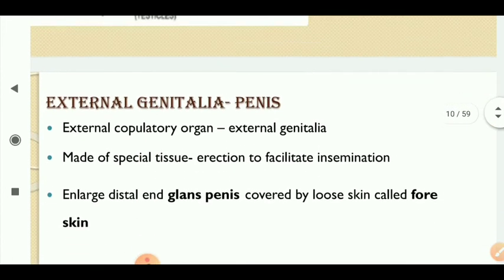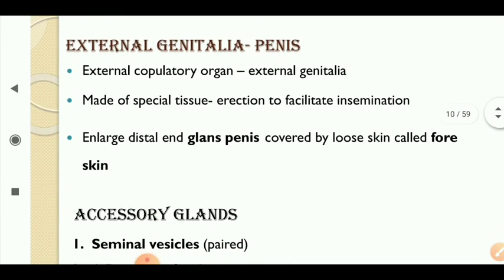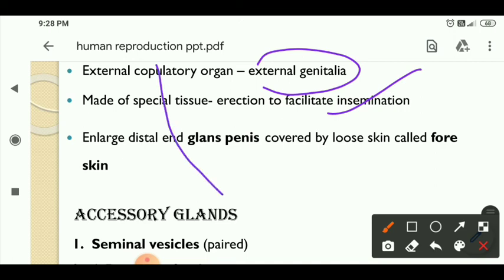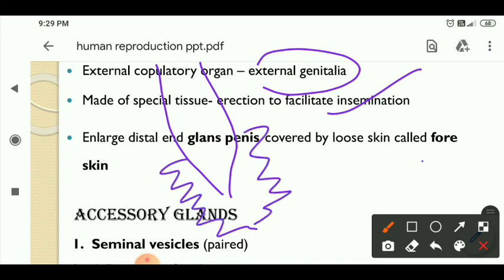Next comes the external genitalia, which is the penis. The external copulatory organ is made up of special tissue for erection, to facilitate insemination. What is the definition of insemination? It is the transfer of sperm cells from the male reproductive system into the female reproductive system. The penis is enlarged at the distal end, called the glans penis. The loose skin covering it is called the foreskin.